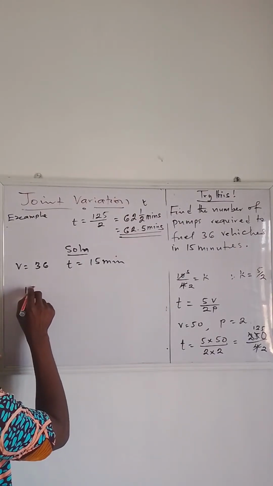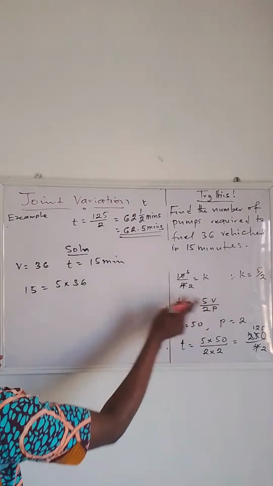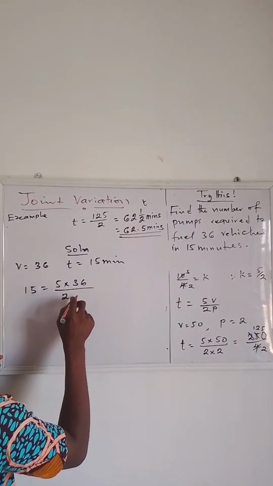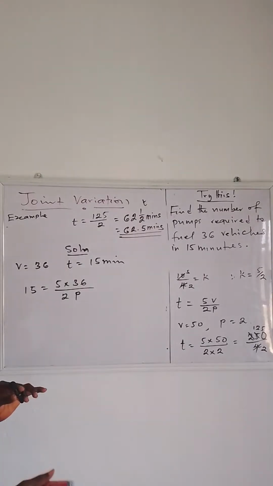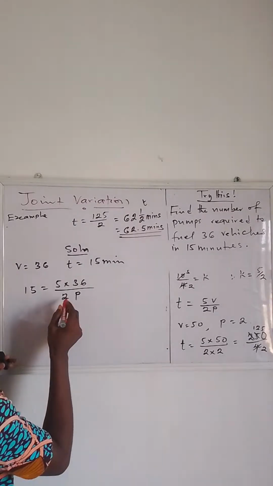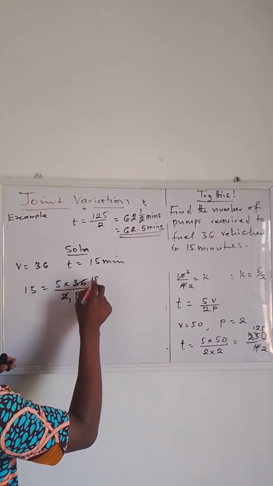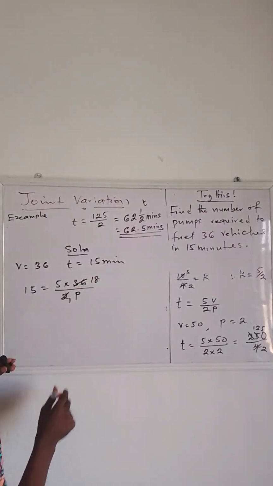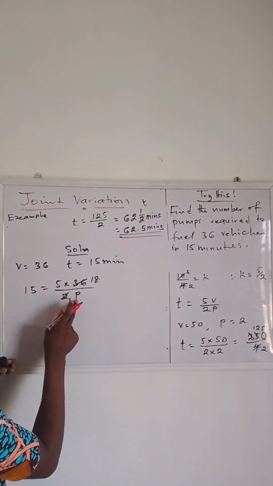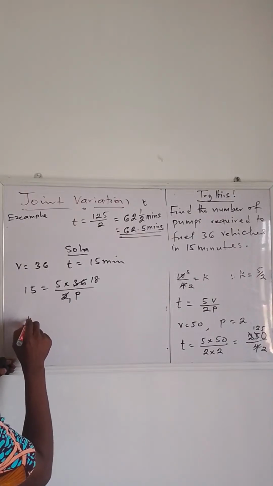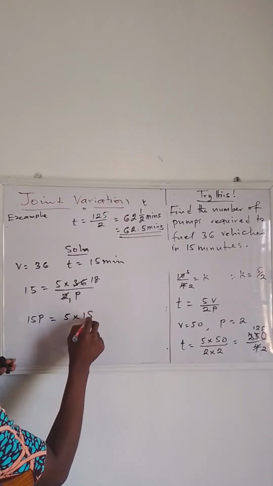So let's plug in the values and see what we have. 15 equals 5 times V, which is 36, over 2P. Now we can reduce here. 2 goes into 2 once, 2 goes into 36 is 18. Now let's cross multiply. P times 15, you have 15P equals 5 times 18.